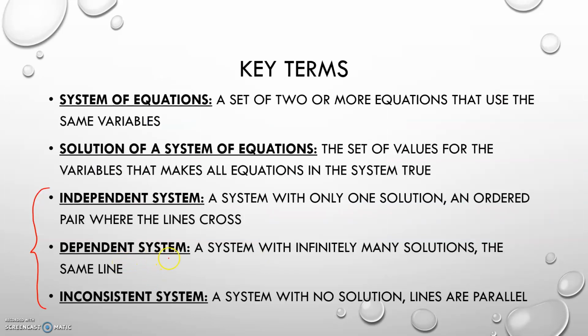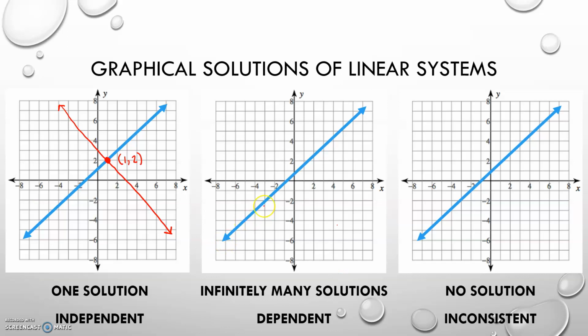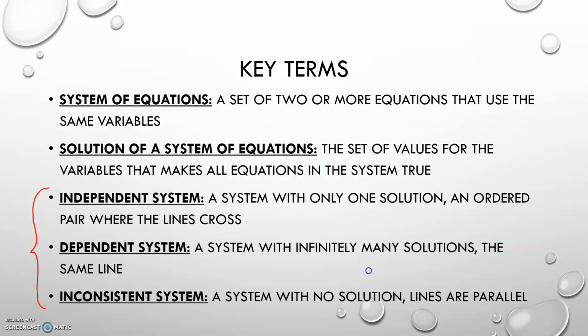A dependent system is a system with infinitely many solutions. And what that means is that they're the same line. So if I graph this blue line, a dependent system would mean that when I graph the second equation, it is identical. It is exactly the same. Infinitely many solutions because it means that any point I pick along here is going to make both of the equations true, no matter where on the line it is.